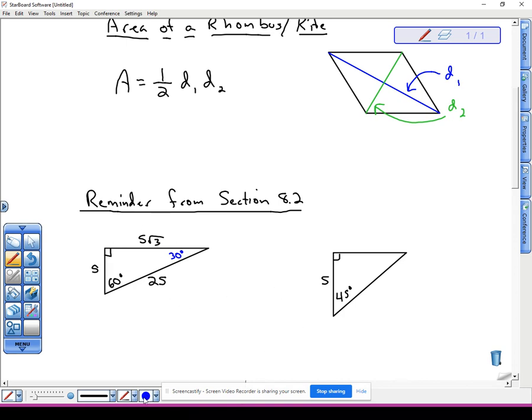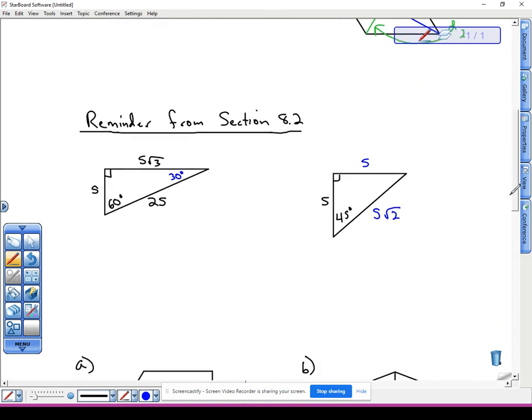Same thing, or not same thing, but similar relationship on the 45, 45, 90 triangle. It's actually an isosceles triangle. So if this is a side, then this is a side. And the relationship to the hypotenuse is the side length times the square root of 2. We learned all that in section 8.2 if you want to review that.